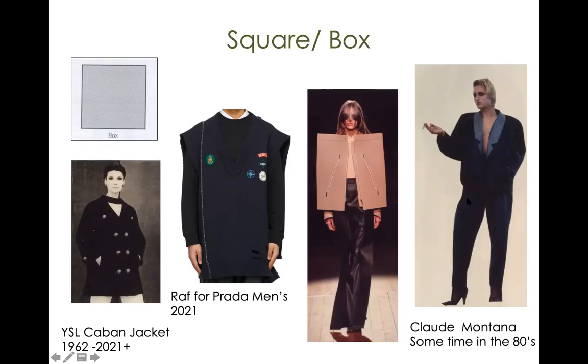Let's just look on the right next at Claude Montana. I'm afraid I don't have the date, but sometime in the 80s. This is an absolutely typical example of the kind of felt cloak with the zips on the sides, but it's the perfect example of the box. And then here we are with Raf for Prada Men's in 2021, the navy blue sleeveless distressed jumper with all the badges on it.